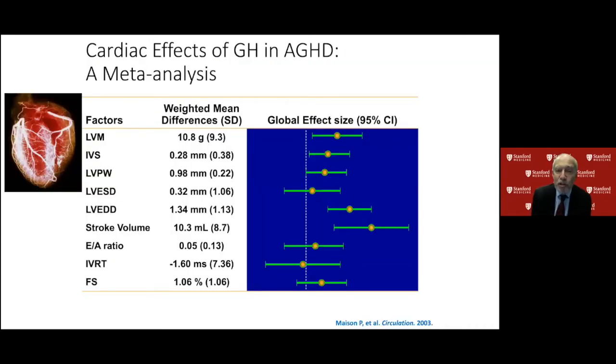There have been numerous meta-analyses looking at the cardiac effects of growth hormone in adult growth hormone deficiency. And almost all of them will show an improvement in left ventricular mass and an improvement in left ventricular diastolic diameter and stroke volume.